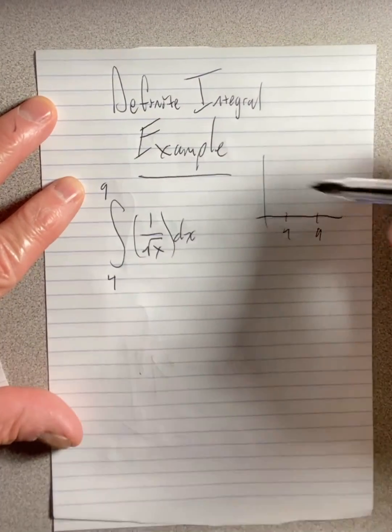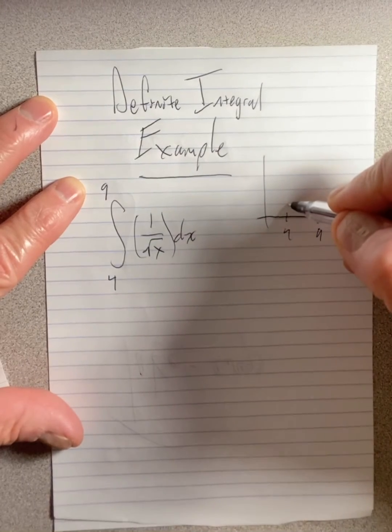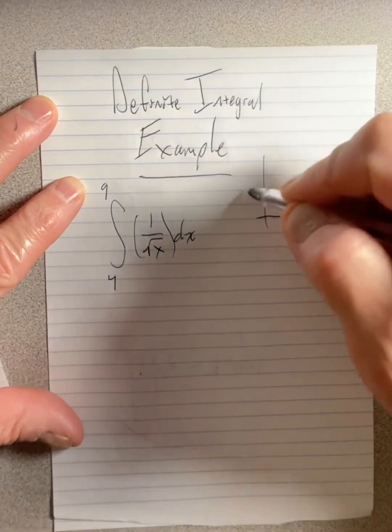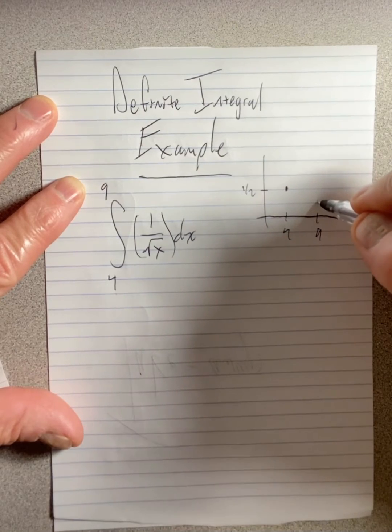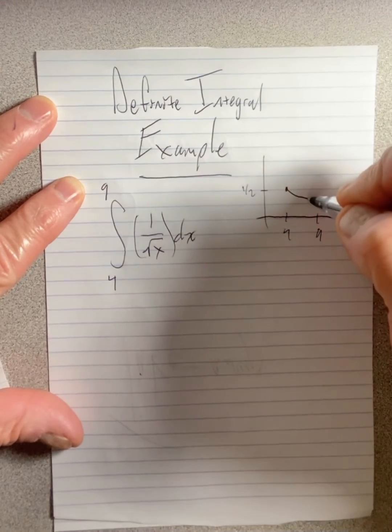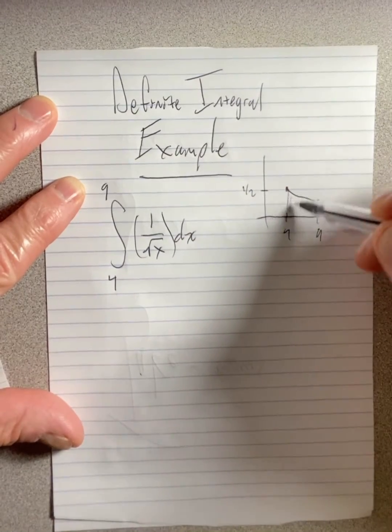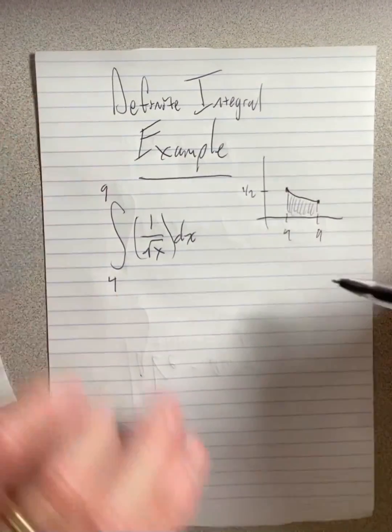Let's see, if I put in 4, I get 1/2. Let's say that's a half. If I put in 9, I get a third. So a third would be maybe there. So it's coming down like so. And this would compute this area under here.